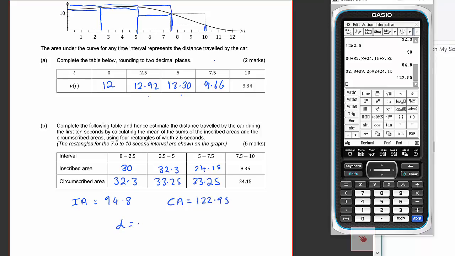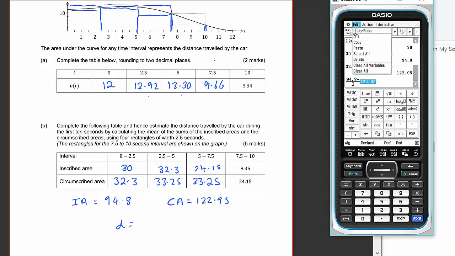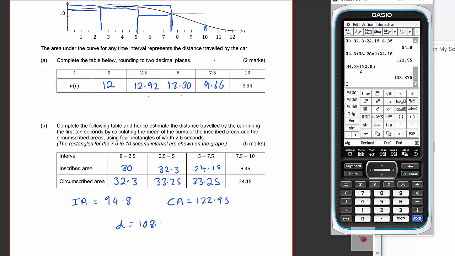And so distance, we're told, was supposed to be the mean of those. So we're going to add them. Oops, probably should have just typed it in. And divide that by 2. Gives us 108.9, we'll say, to one decimal place.